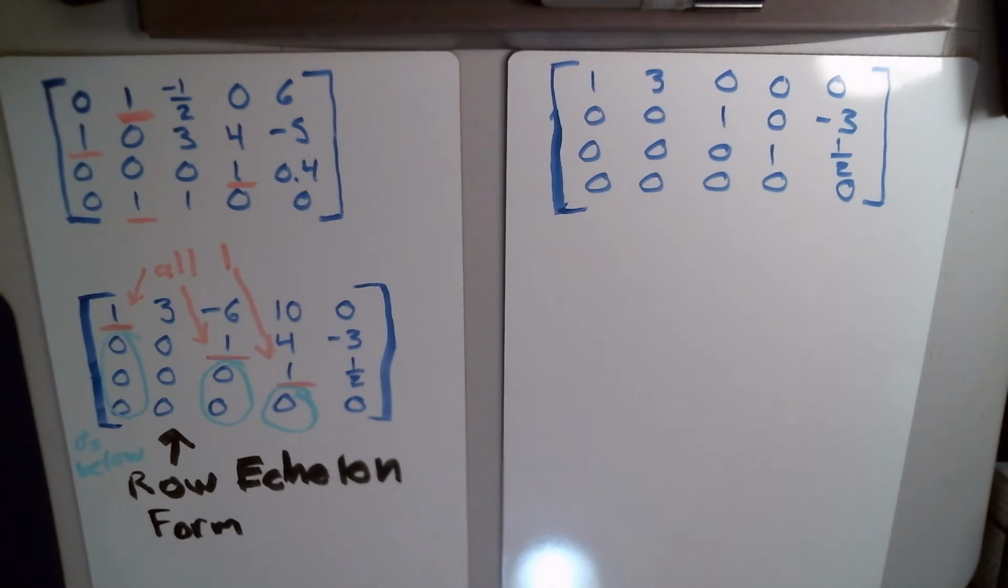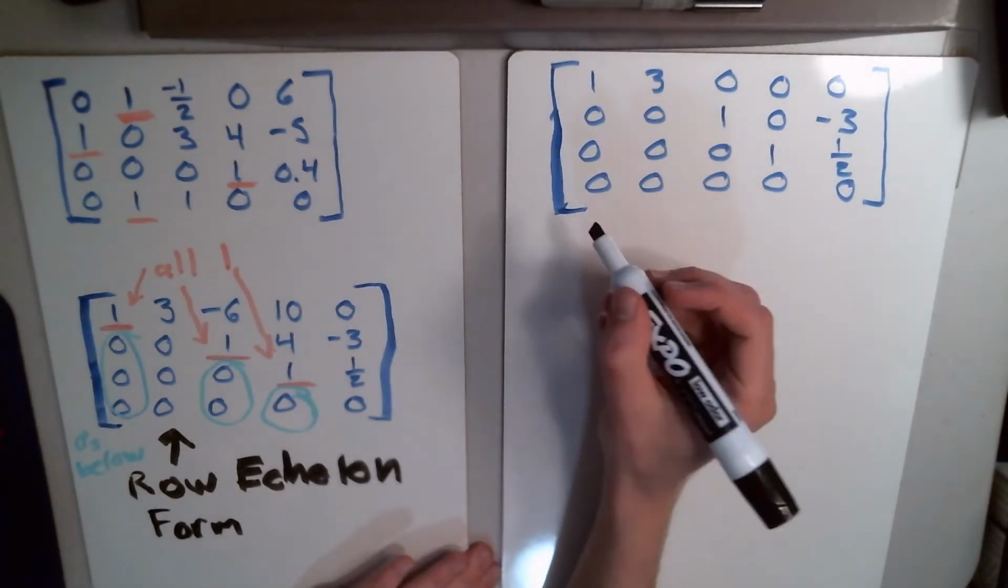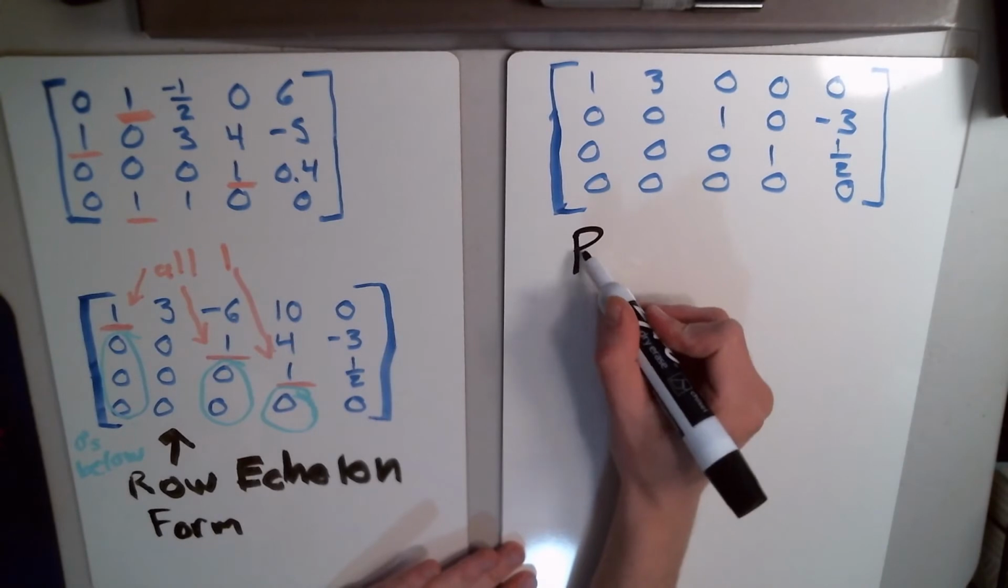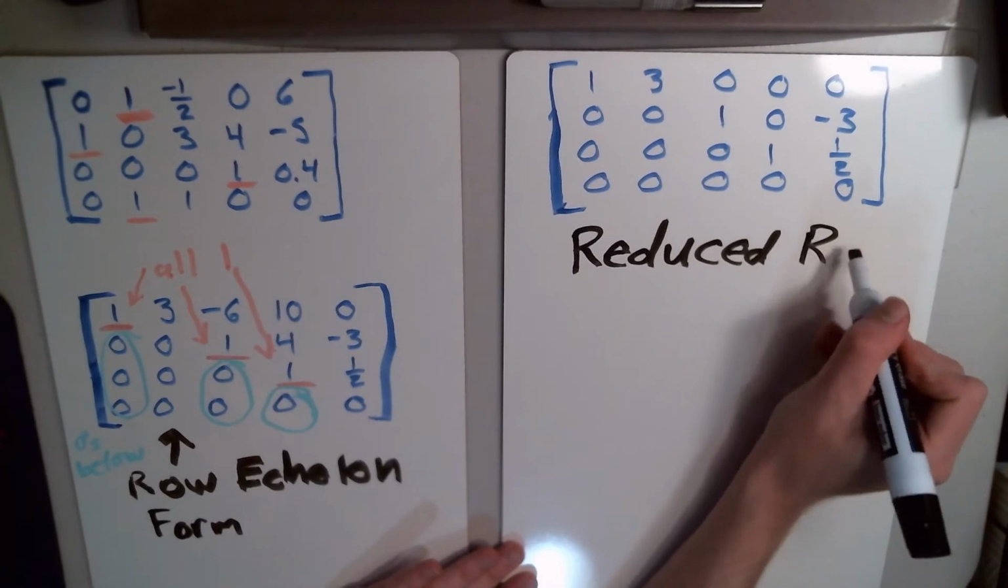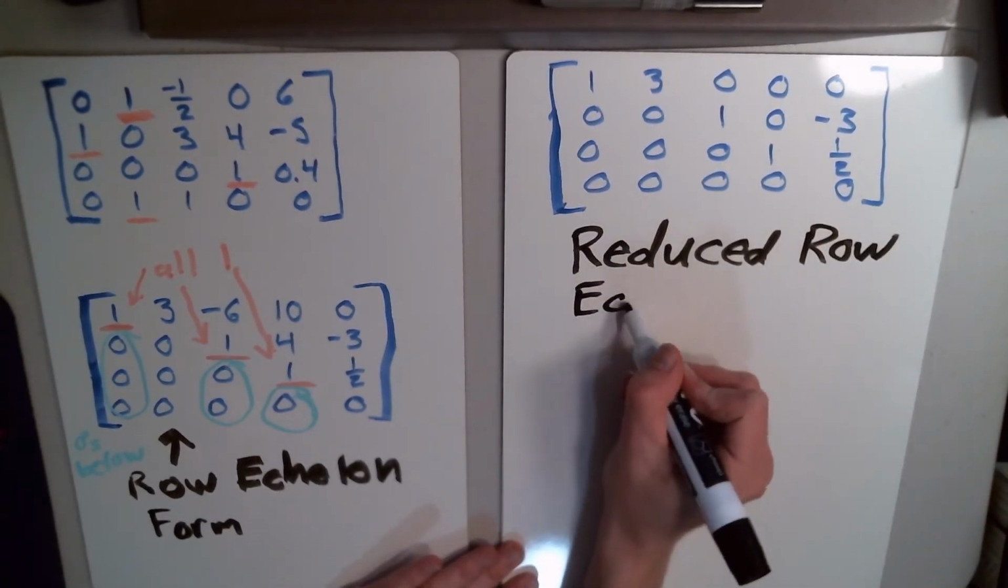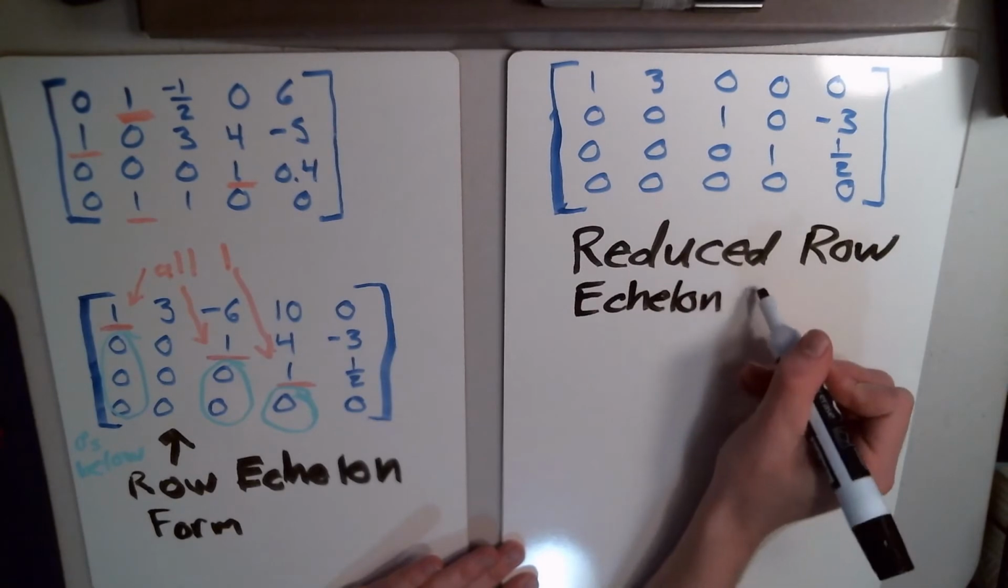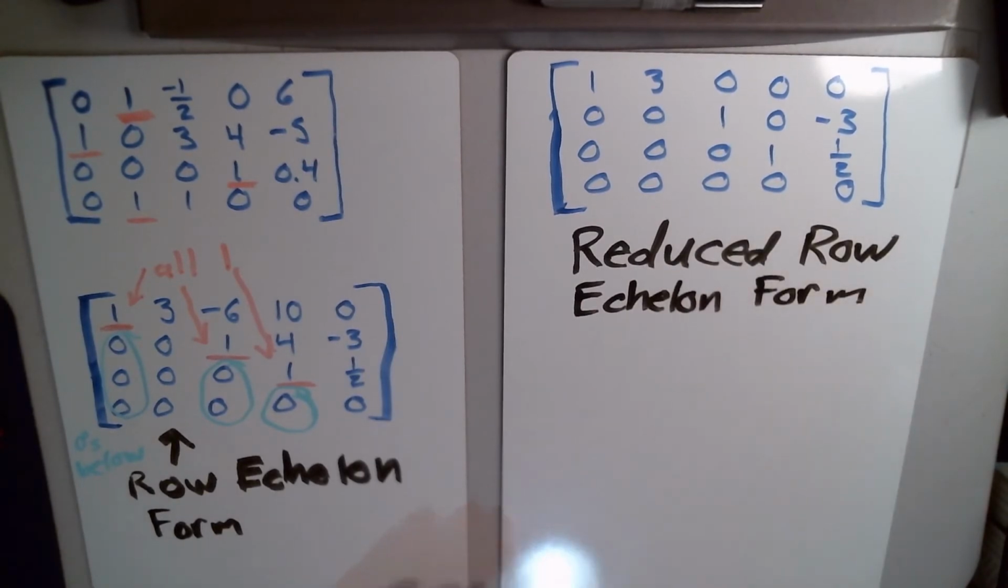What's even better than row echelon form? We like this way better than row echelon form, because this will actually give you your answers all the time. It's what we call reduced row echelon form. And this third matrix here is an example of it. Reduced row echelon form. Okay, so that's an example of it.